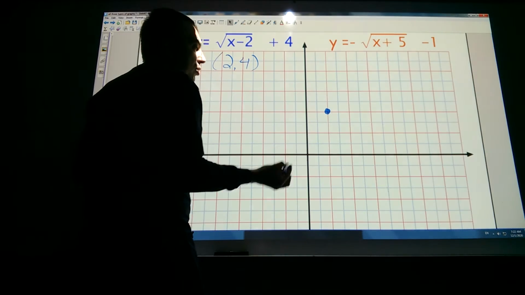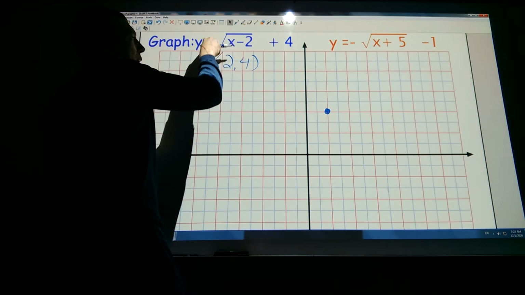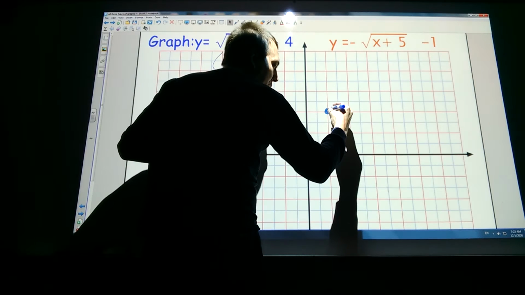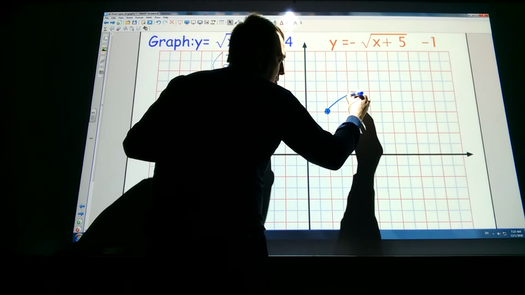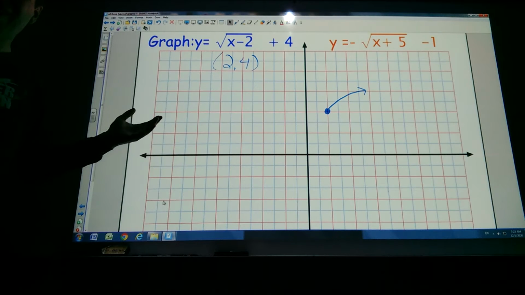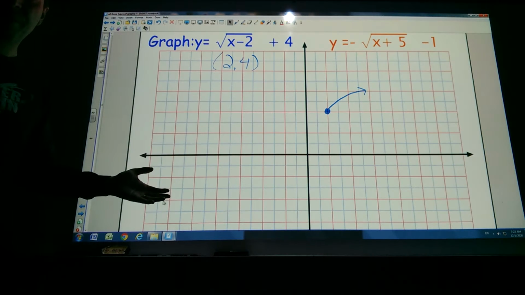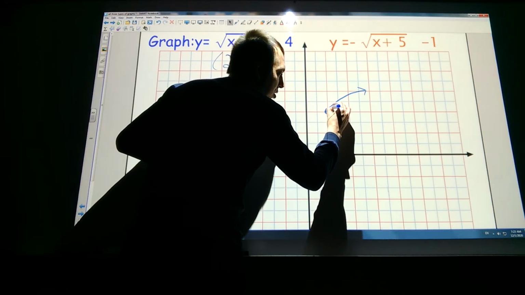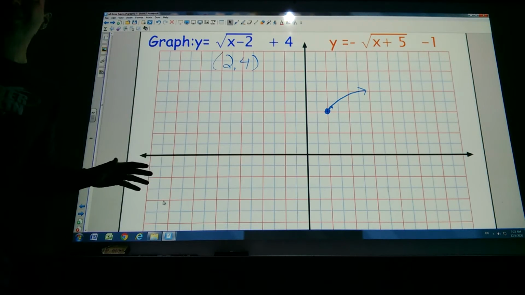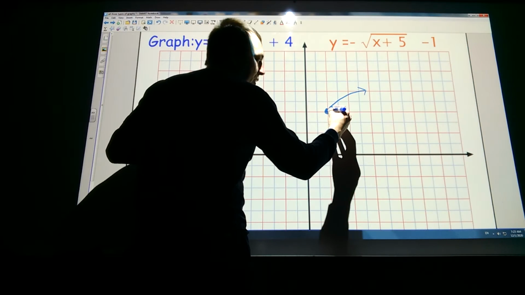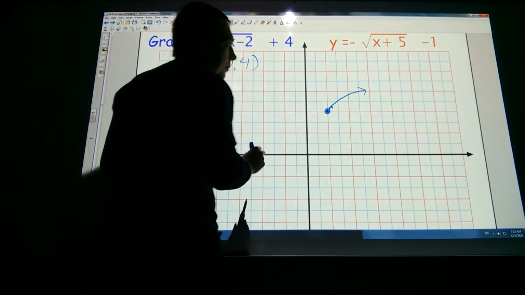So a square root graph that has a positive number in front has a starting point, and then it slowly goes up. And that's it. That is a square root graph. Nothing fancy. Please make sure you don't just do this. Okay? Nobody can see that. Make it big enough. It has a starting point, and then it slowly goes up.